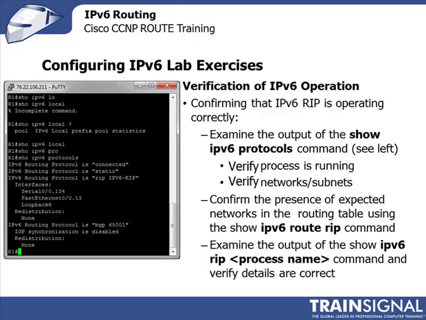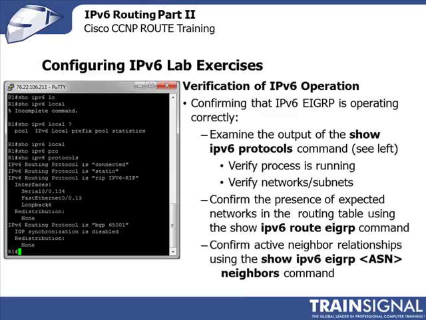When we confirmed IPv6 EIGRP, we were able to do show IPv6 protocols, again pictured to the left, and verify that the process was running and the correct network, subnets, and interfaces were correct. You can also use show IPv6 route EIGRP to see the presence of the correct networks, and also do show IPv6 EIGRP interfaces, show IPv6 EIGRP neighbors, and so forth.